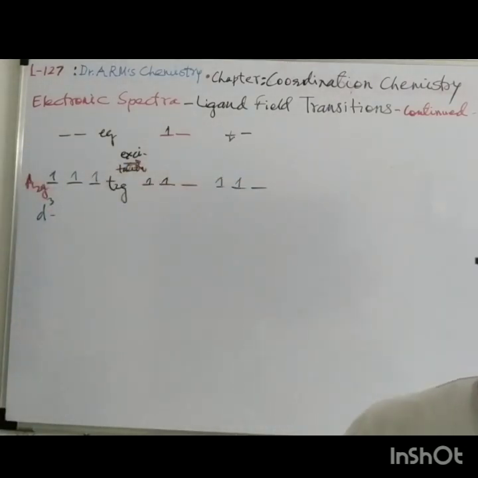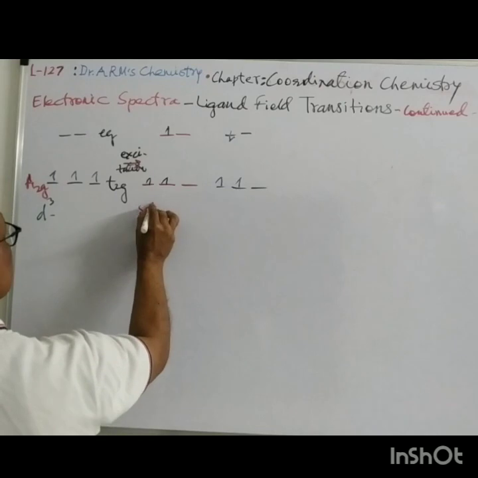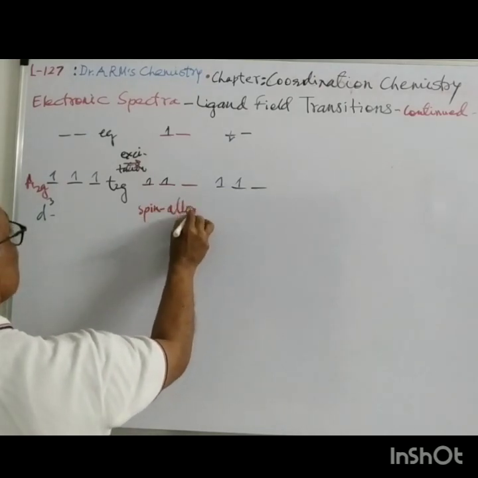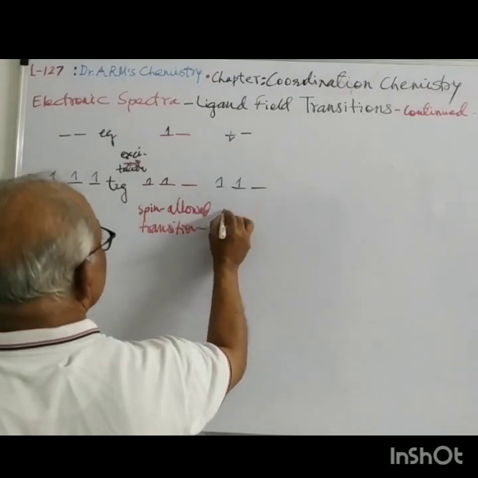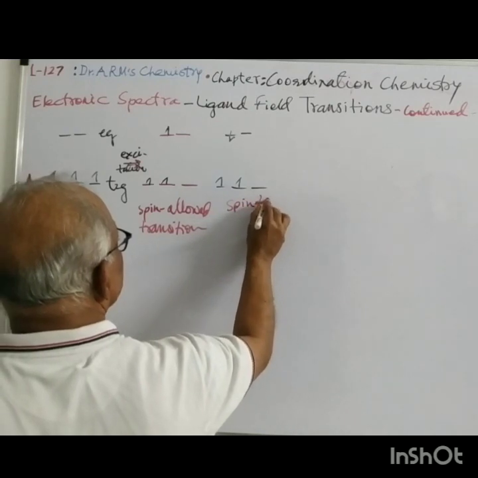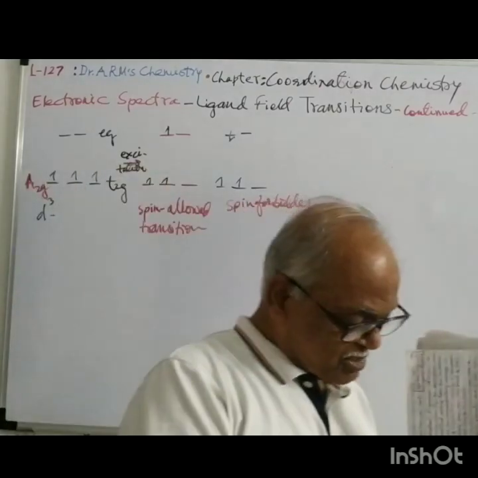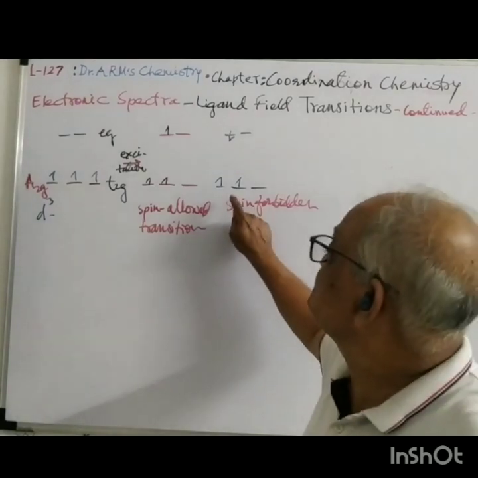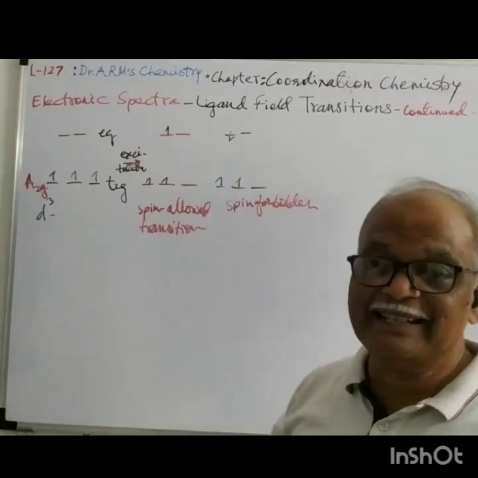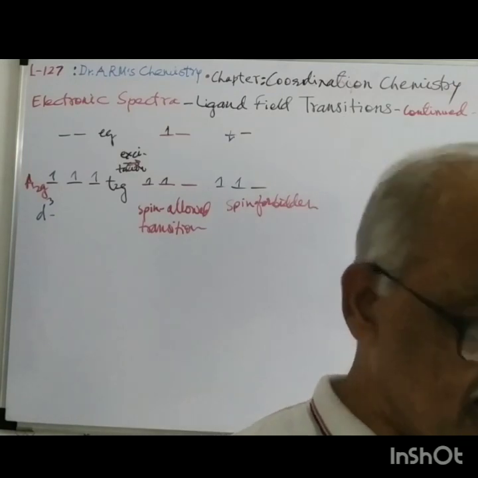So this transition is called a spin allowed transition, and this is called a spin forbidden transition, because the spin is opposite, and because of this the symmetry is changed. Because of this the transition is not allowed, meaning it takes place but with a very weak absorption band in the spectrum.